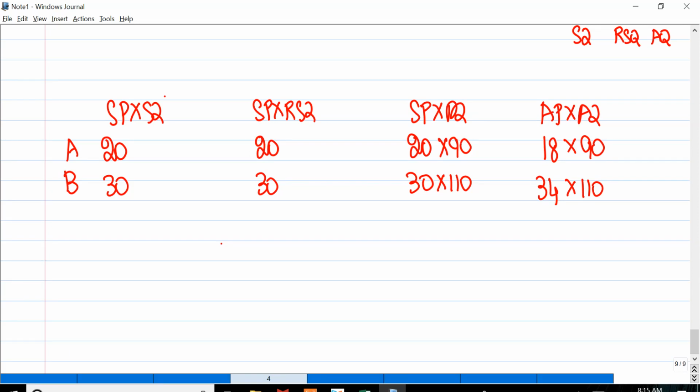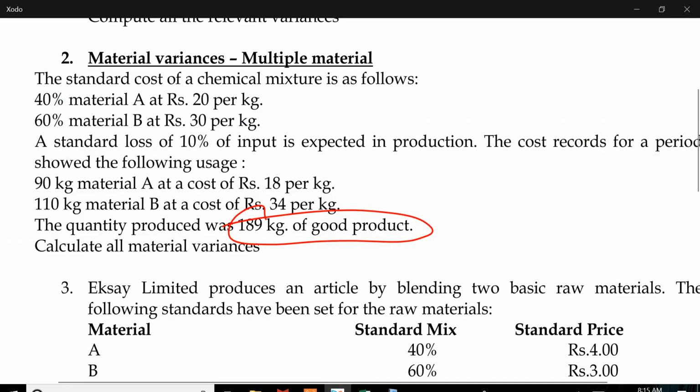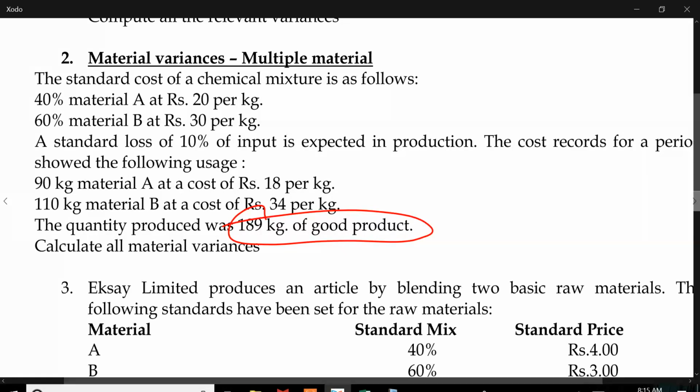Come down, point number 1, calculation of RSQ. Underline that. Total of AQ equal to, what's the total? 200. Split that into 2, RSQ of A, RSQ of B.